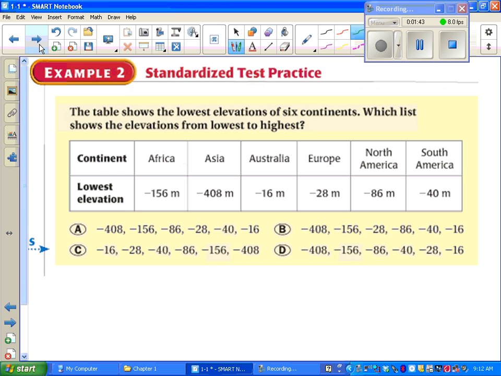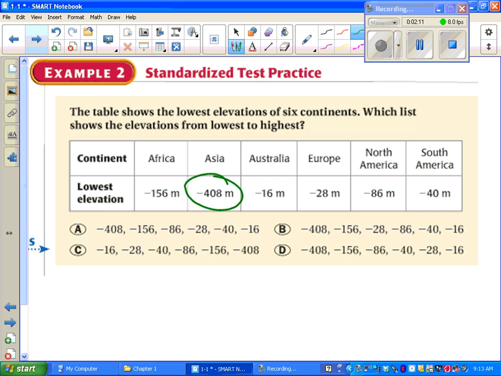Next example, standardized test practice. The table shows the lowest elevations of 6 continents. Which list shows the elevations from lowest to highest? Since we're asking for lowest, we want the one that's the smallest positive or biggest negative first. Since we've got a list of negative numbers, the first number on our list needs to be the biggest negative if we're going to go from lowest to highest.